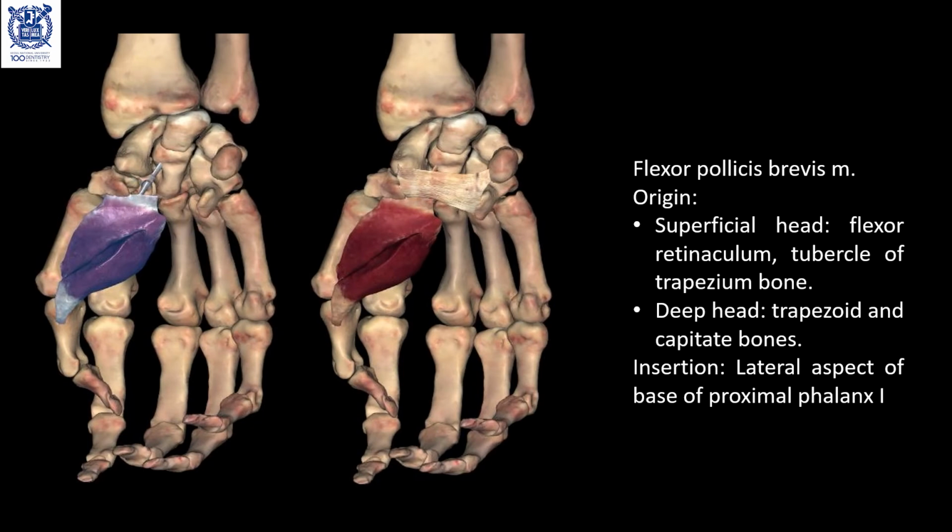Flexor pollicis brevis muscle. It has two heads. The superficial head has its origin at flexor retinaculum and tubercle of the trapezium bone. The deep head has its origin at trapezoid and capitate bones. Insertion. Lateral aspect of the first proximal phalanx base.